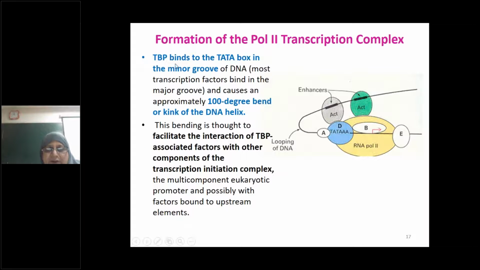Now this TATA binding protein, which is a component of the transcription factor 2D, binds to the TATA box in the minor groove of the DNA. While most of the transcription factors bind in the major groove, it's only the TBP that binds in the minor groove. And this will cause an approximately 100-degree bend or kink in the DNA helix. So here you can see this is the bend that is occurring in the DNA helix. This bending is thought to facilitate the interaction of the TBP associated factors with other components of the transcription initiation complex, the multi-component eukaryotic promoter, and possibly with the factors bound to upstream elements. So this bending will help in further interaction with all the other components of the transcription complex.